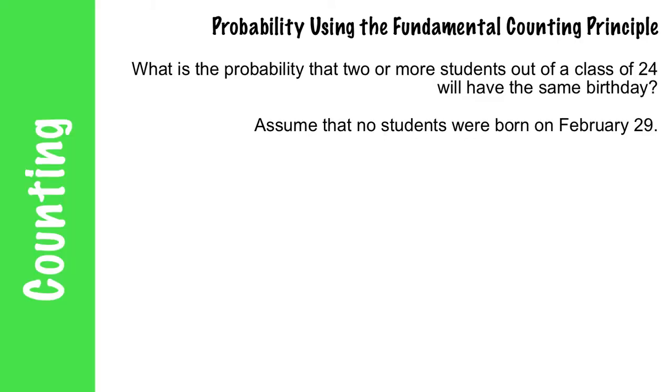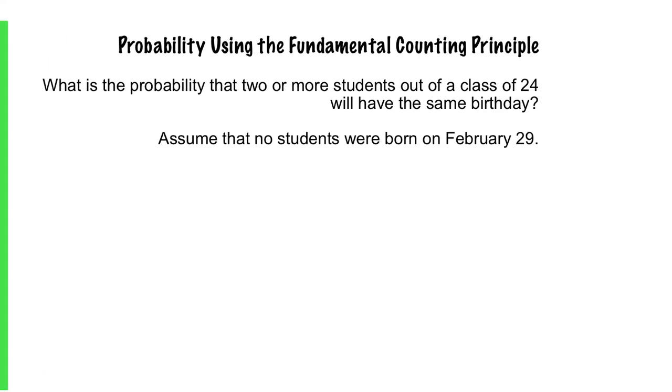And now lastly, the probability using the fundamental counting principle. So what is the probability that 2 or more students out of a class of 24 will have the same birthday? Assume that no students were born on February 29th. That means we have a year comprised of 365 days. Now it's going to be easier to find this by the indirect method. So let's find the event of no people having the same birthday. So no same birthdays.